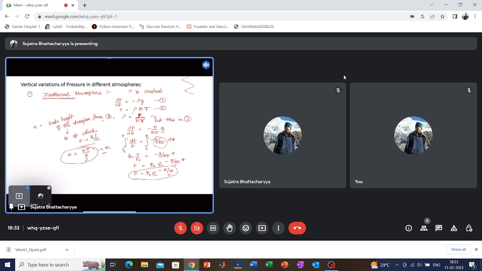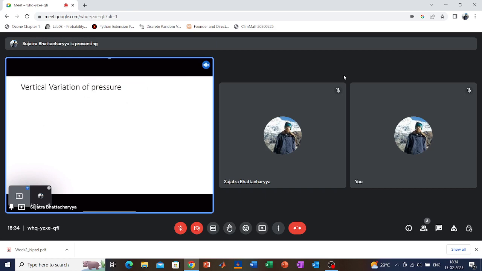Okay, so this is one atmosphere with the only approximation that temperature is constant. Temperature will remain constant, and therefore we can write P is equal to P naught e to the power minus z by H.